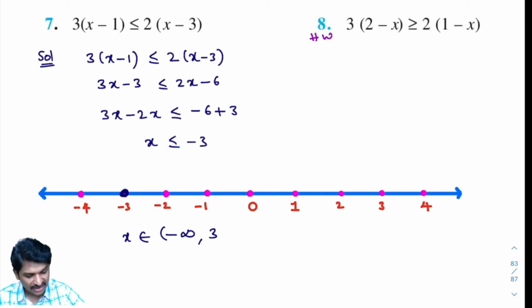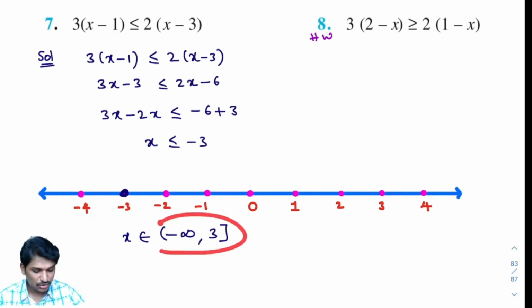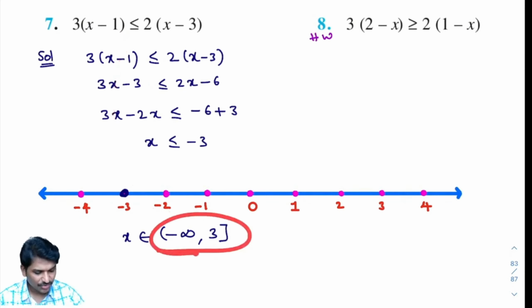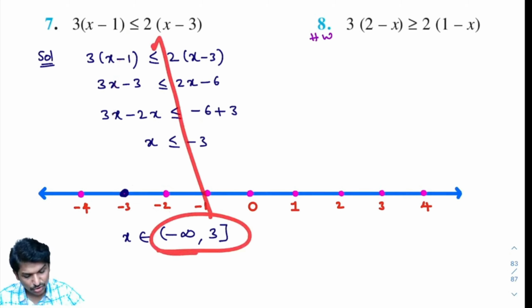Okay, here less than or equal to is there. That's why this is a closed bracket. So for the seventh problem, the answer is minus infinity to closed 3. You take any real x value in this interval, substitute in this inequality, definitely it satisfies. For example, in this, 1 is there. In place of x, you put 1.